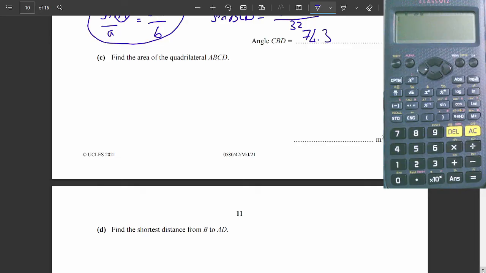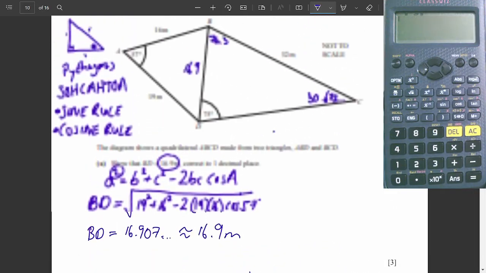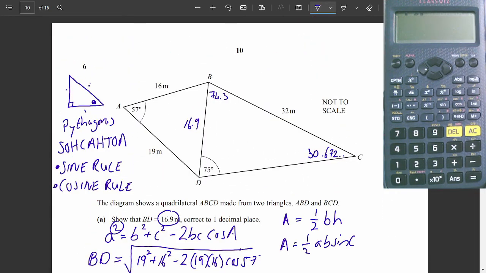Okay, triangle ABD is half, right, what is A, what is B, and what is sin C? To be able to use this formula, we need two sides. We can label these sides ourselves. Let's make that A and B, and sin C would be then the angle in between. So there's two sides and the included angle between those two sides. So our A and B are 16 and 19, and our C will be 57.